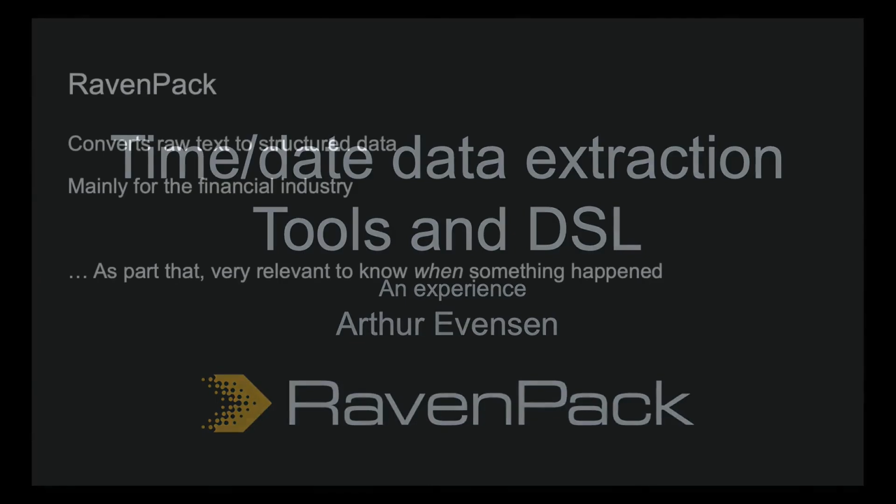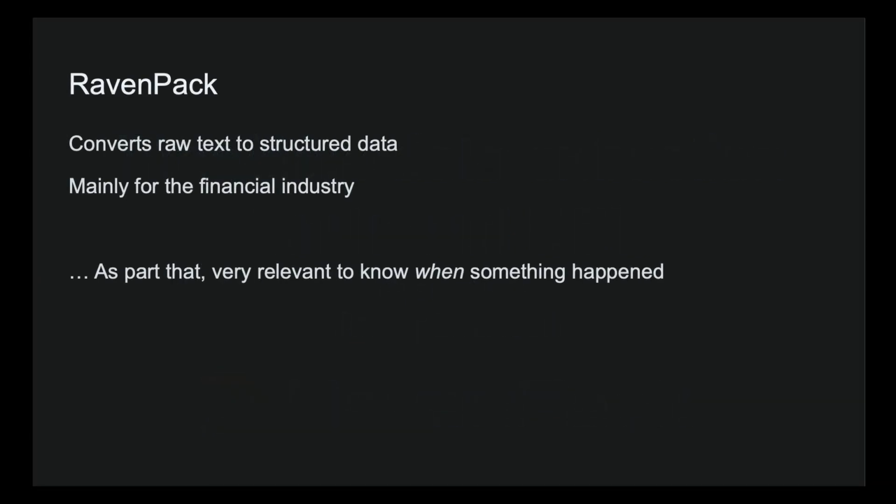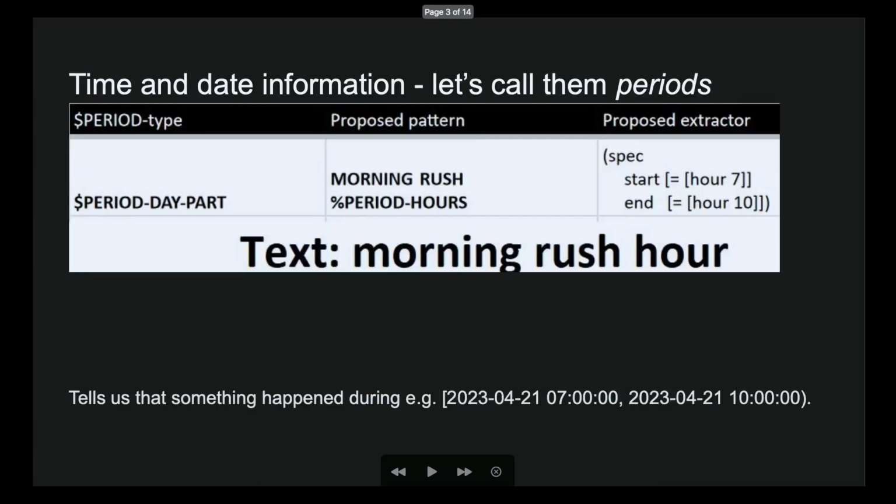Alright, so my name is Arthur. I work at Ravenpack. Ravenpack converts raw text into structured data, mainly for the financial industry. As part of that, knowing when something's happened or will happen is obviously relevant.